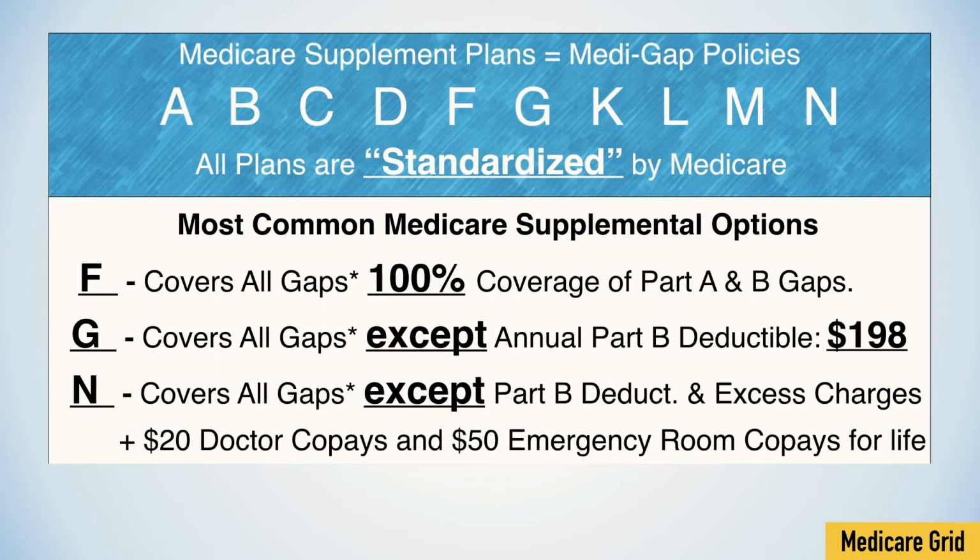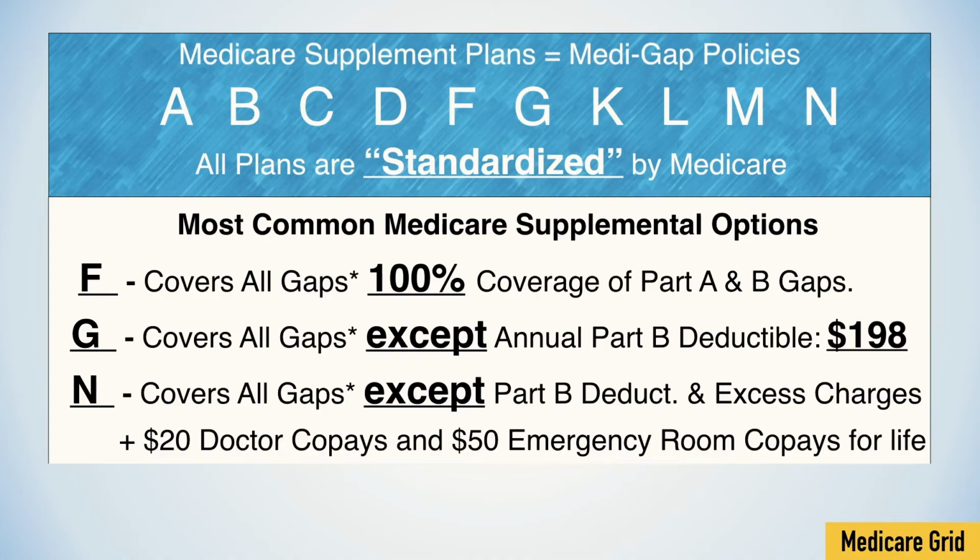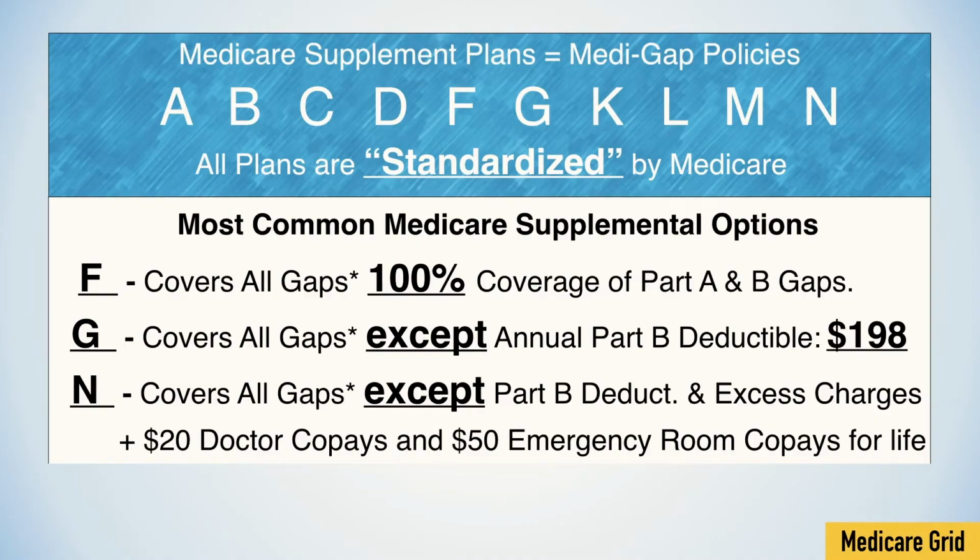Excess charges, you are now responsible for. Now, high probability right now, no. Down the future, could be. And so I'm concerned about excess for the future. So in the N plan, you would always have to pay excess out of your pocket. And then every time you see a doctor or specialist or any kind of a physician, $20 copay, $50 to the ER. That's still a good deal.